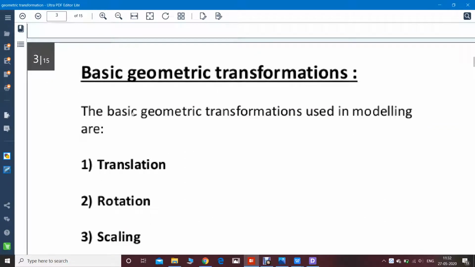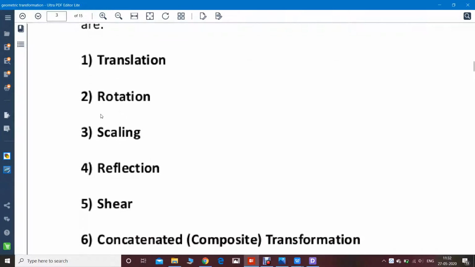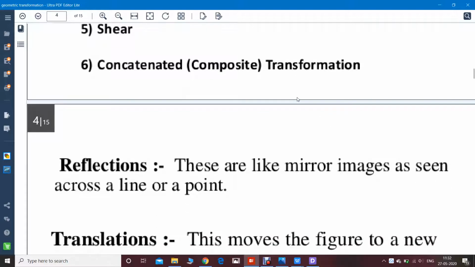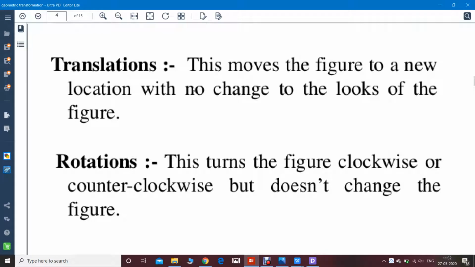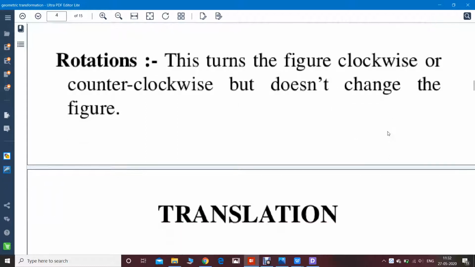Basic geometric transformations. The basic geometric transformations used in modeling are translation, rotation, scaling, reflection, shear, and concatenated or composite transformation. What is reflection? These are like mirror images as seen across a line or a point. What is translation? This moves the figure to a new location with no change to the looks of the figure. Rotation. This turns the figure clockwise or counterclockwise but doesn't change the figure.